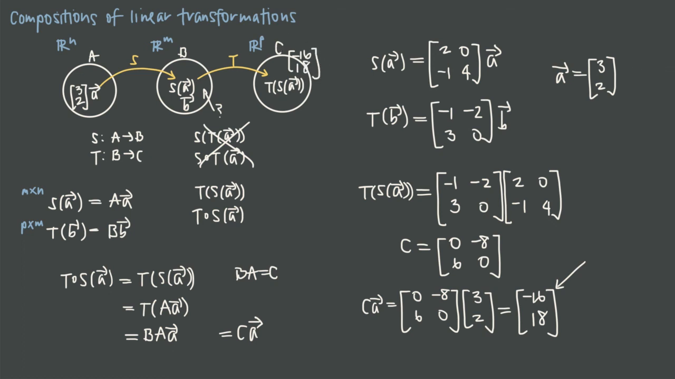And so using a composition of transformations, we were able to go directly from A all the way to C and find the transformed vector without having to do each transformation one at a time, but instead combining them into one transformation that was the composition of the two separate transformations.